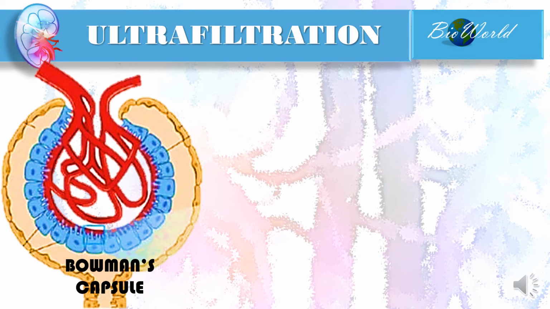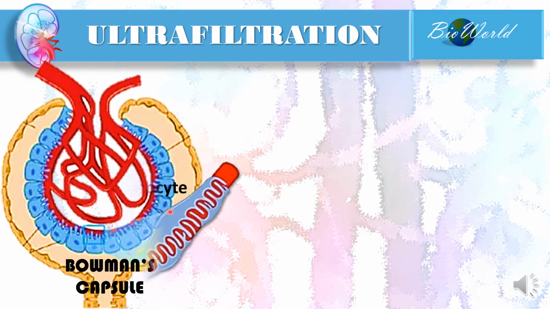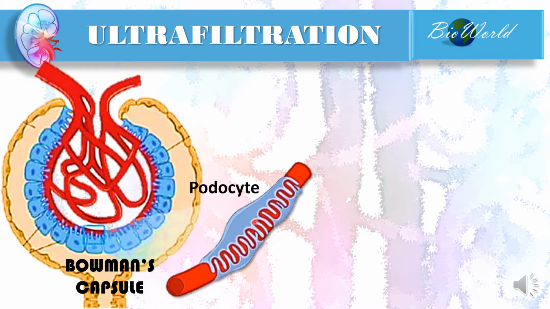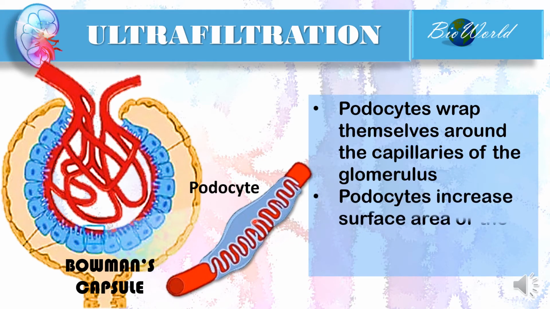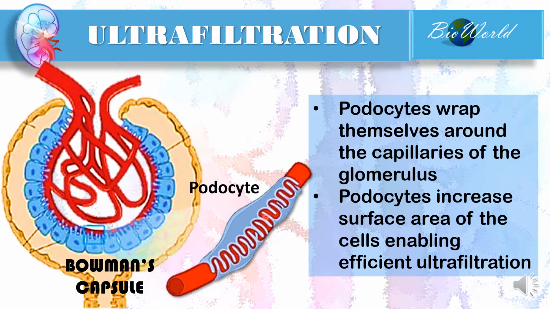Adaptation in the Bowman's capsule is related to the inner wall of the Bowman's capsule. The inner wall of the Bowman's capsule is made up of a specialized group of cells called the podocytes. The podocytes have finger-like extensions that wrap themselves around the capillaries. The podocytes increase surface area to enable efficient ultrafiltration to occur.